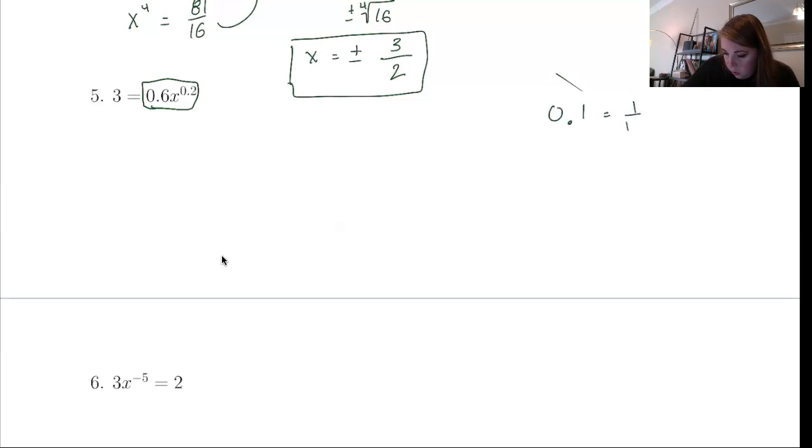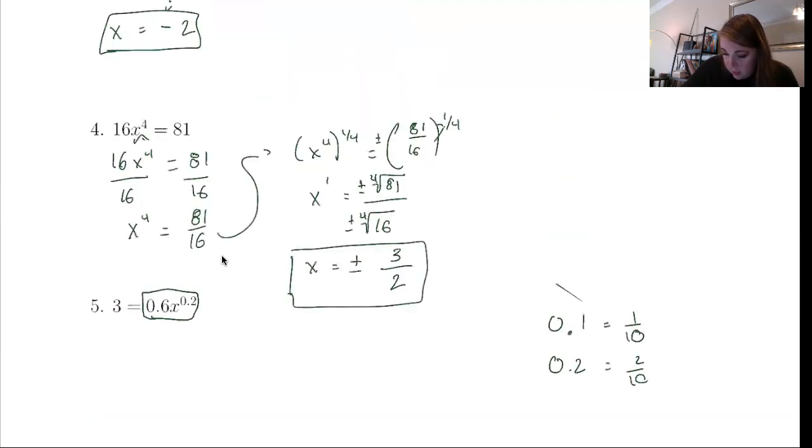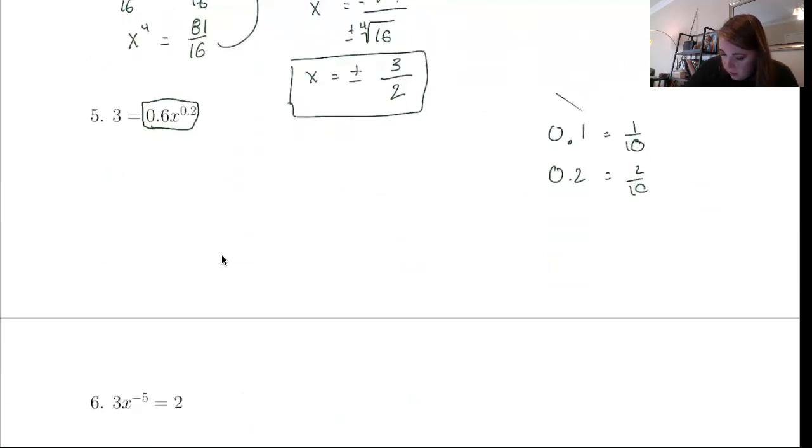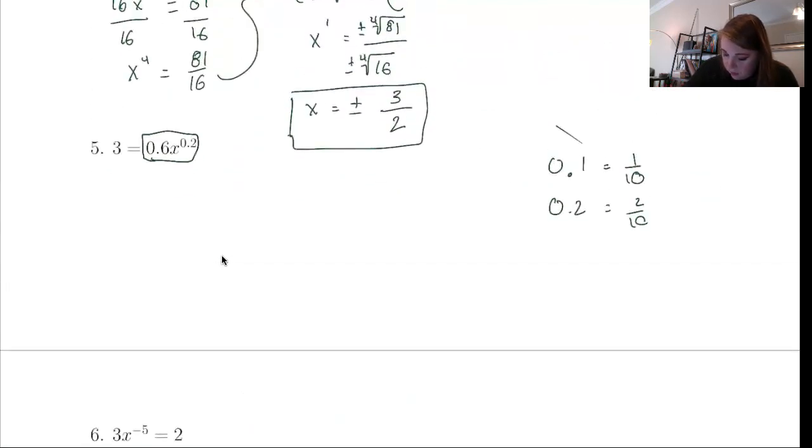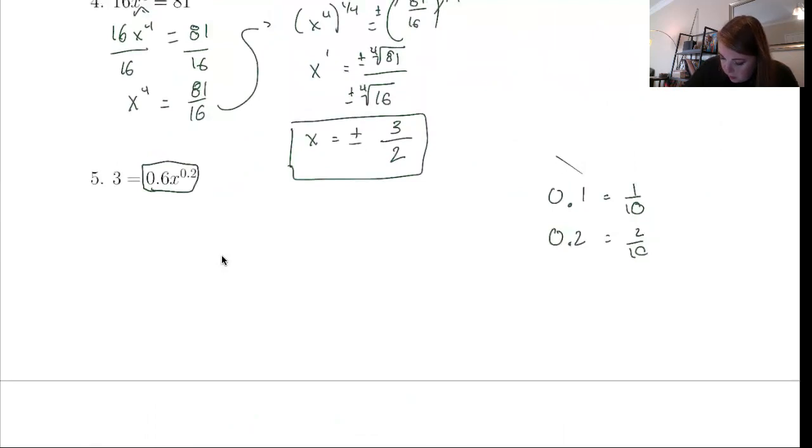0.1 is 1 over 10. So 0.2 is 2 over 10, right? That's the 10th place in, I hope you guys can see what I'm writing. That's the 10th place in the decimal, right? And then we can see 2 over 10 is the same as 1 over 5.